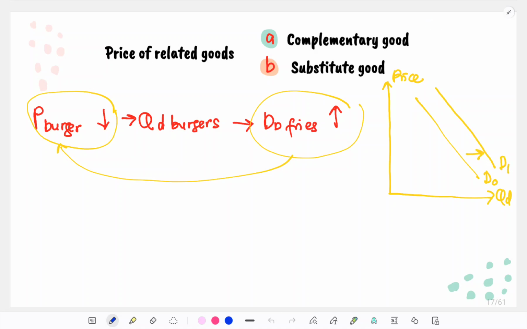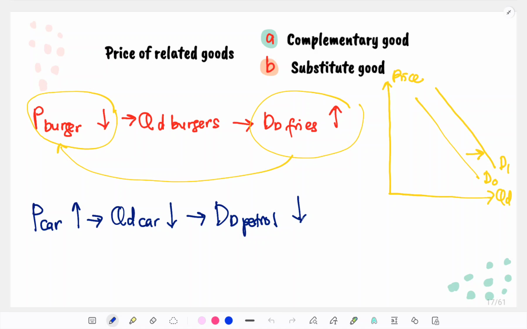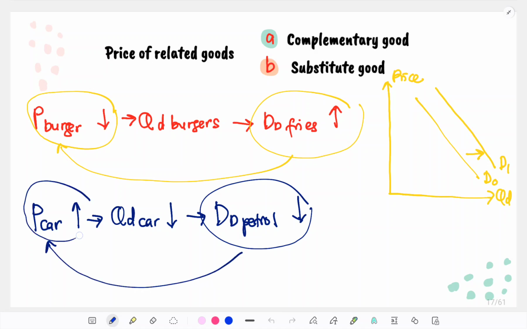Or we can use the example between car and petrol. When the price of car increases, it means the car is getting expensive. It will lead to a decrease in the quantity demanded of car. Because a car needs to be used together with petrol, it will impact petrol directly. Automatically the demand for petrol will decrease because of the increase in the price of car.